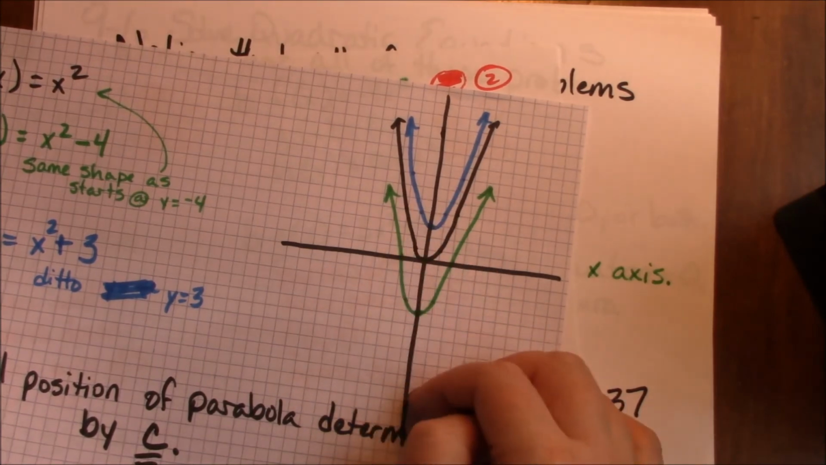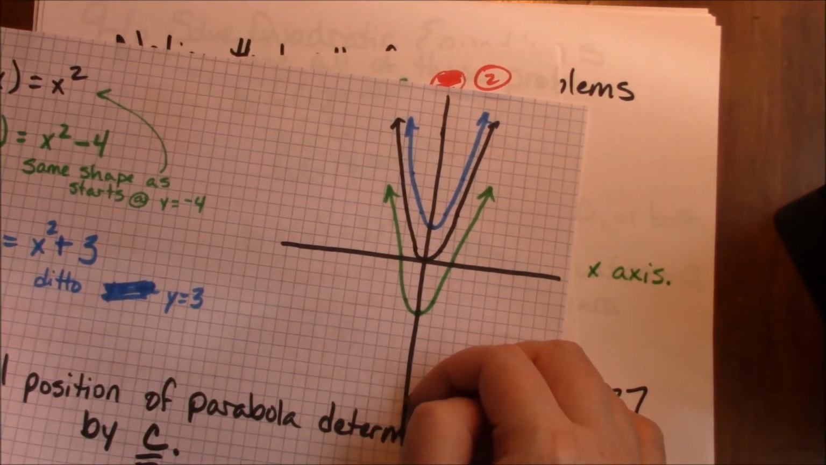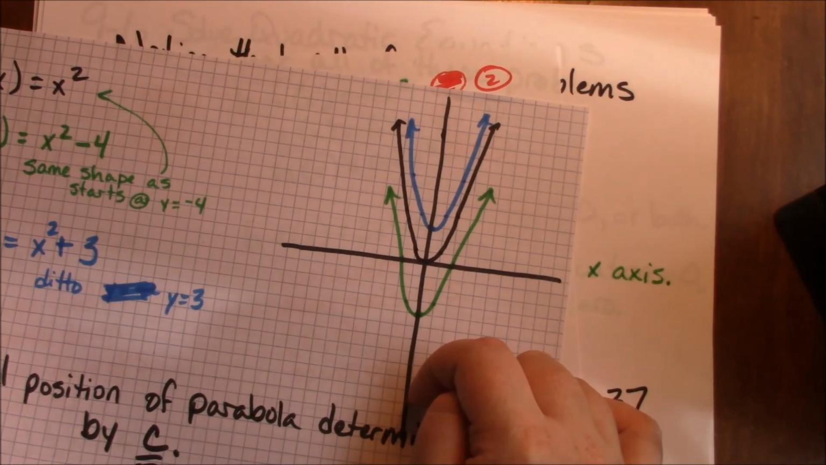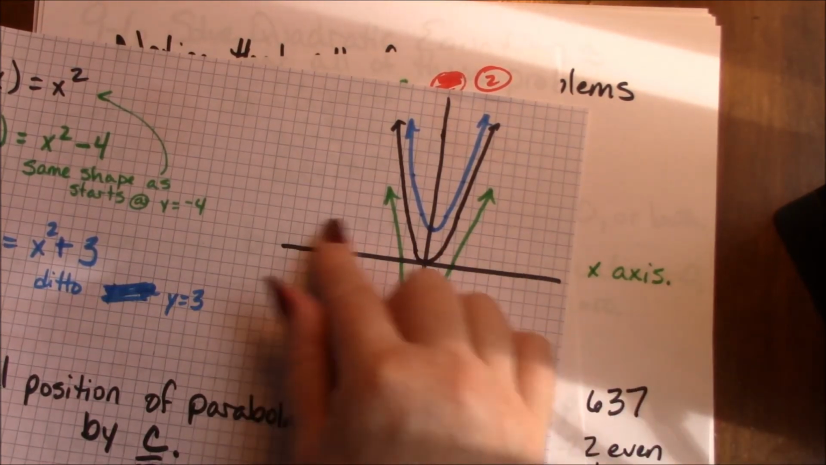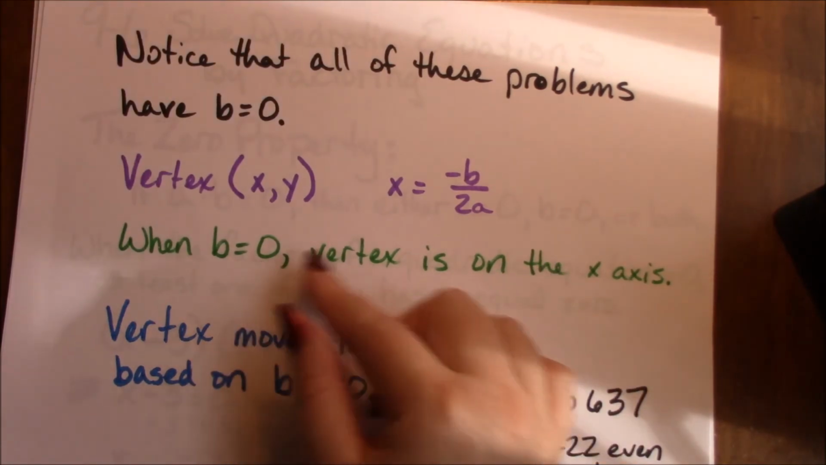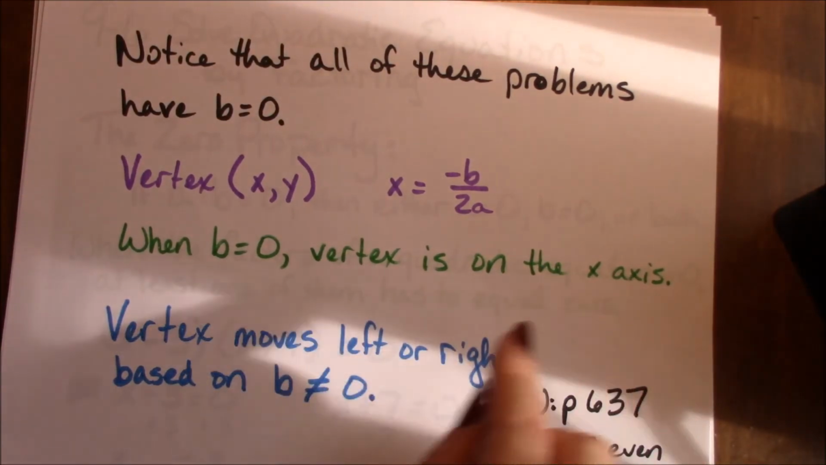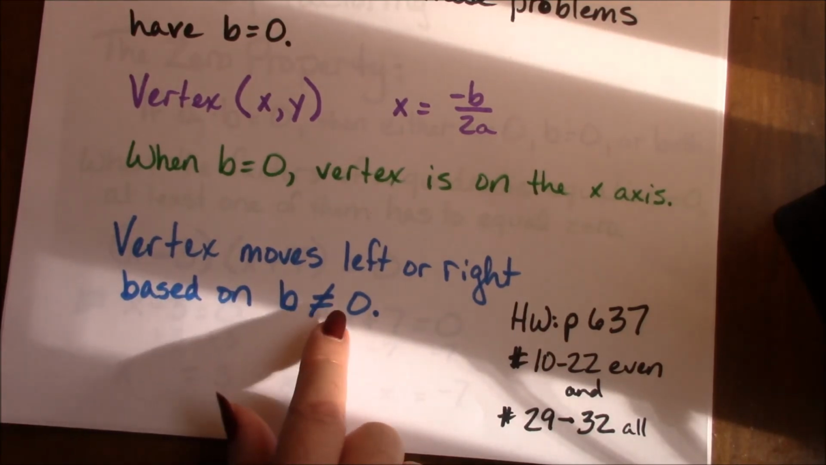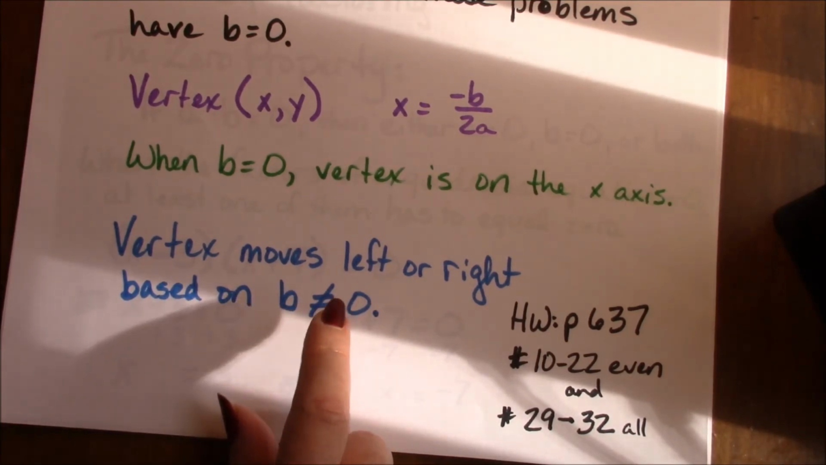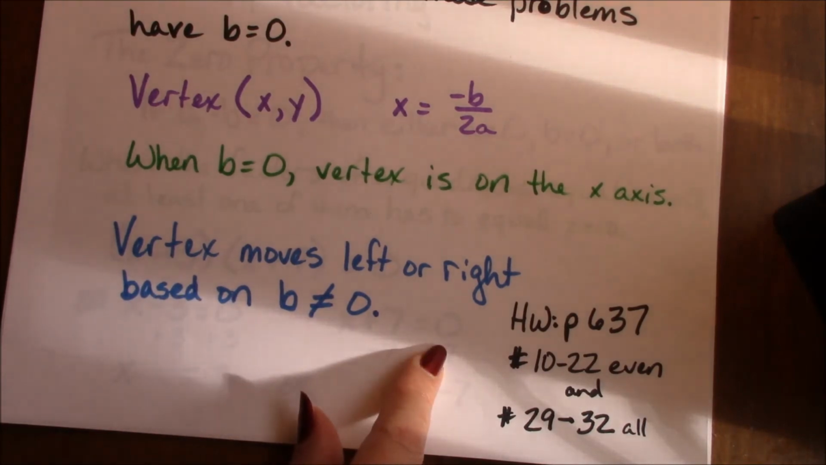So you end up with vertices that are always along the y-axis. So all of the equations that we're working with today, the parabolas are going to be along that axis because there is no b. There's no left or right motion. When b is not 0, the vertex moves left or right. When b doesn't equal 0, then there's left and right movement.